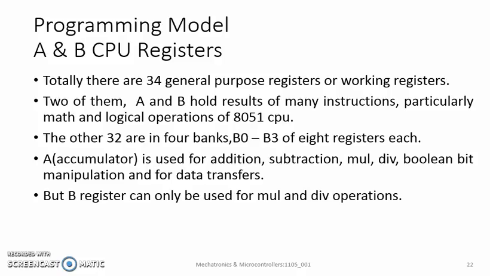The accumulator is used for addition, subtraction, multiplication, division, boolean and bit manipulation, and also for data transfers, whereas the B register is used for multiplication and division operations. It can also be used for data to be stored temporarily.